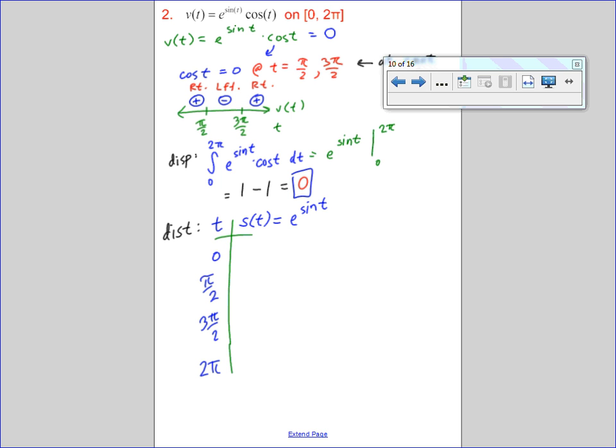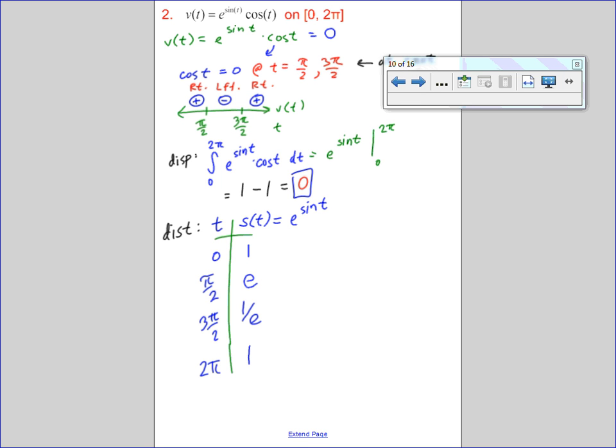All right. Into my position function. E to the sine of 0. Sine of 0 is 0. So e to the 0 is 1. Sine of pi over 2 is 1. E to the first is e. Sine of 3 pi over 2 is negative 1. E to the negative 1 is 1 over e. Sine of 2 pi is 0. E to the 0 is 1.